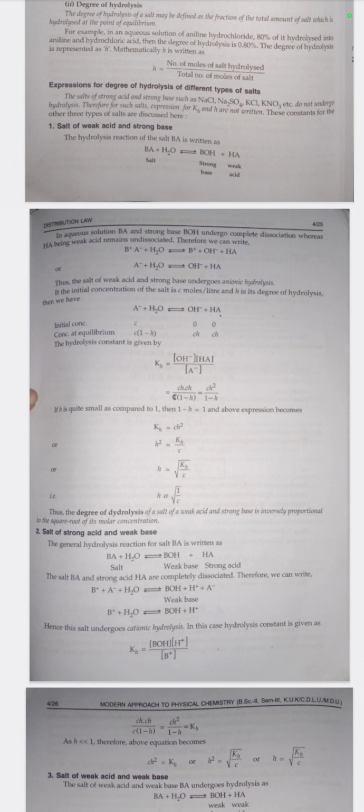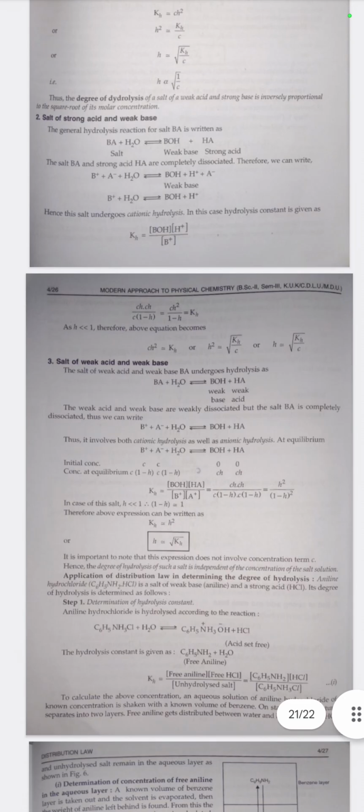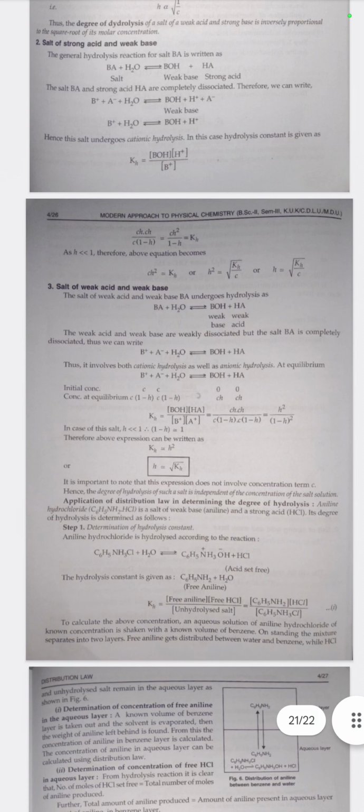In the case of hydrolysis, the constant is given by Kh equals [BOH][H+] by [B+]. As h is very small compared to 1, the above equation becomes Ch square is equal to Kh, or h square is equal to Kh by C, or h is equal to the square root of Kh by C.